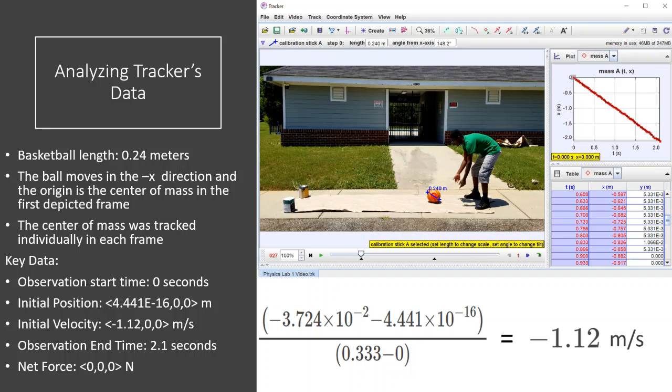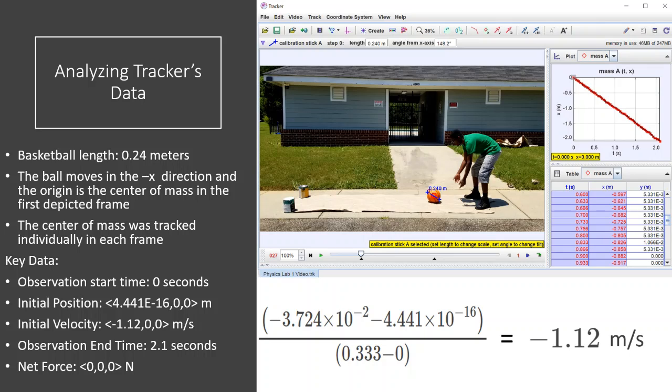After uploading the video to Tracker, I set the length of the basketball to be 0.24 meters based on the diameter of a standard basketball using the calibration stick, and I tracked its motion along the x-axis. As you can see, I listed the initial position, velocity, and the time interval I observed during the motion.